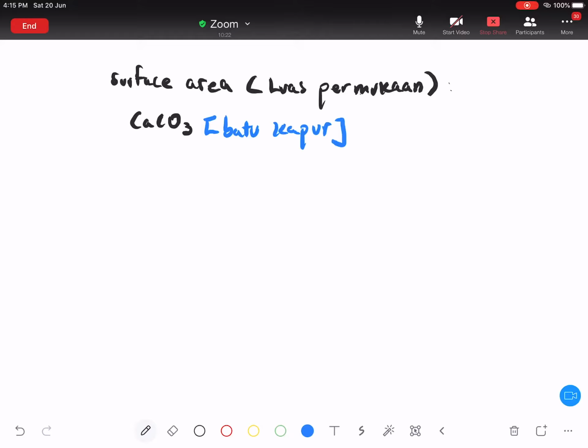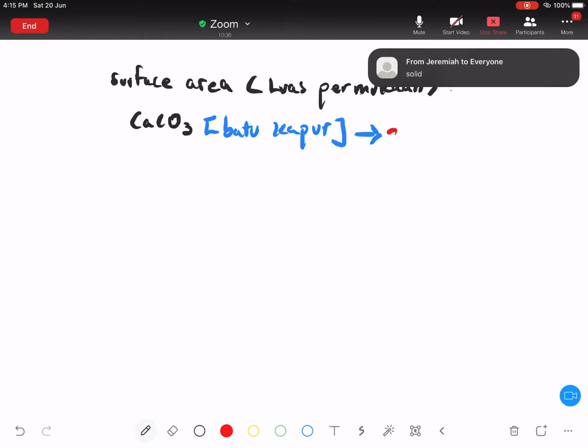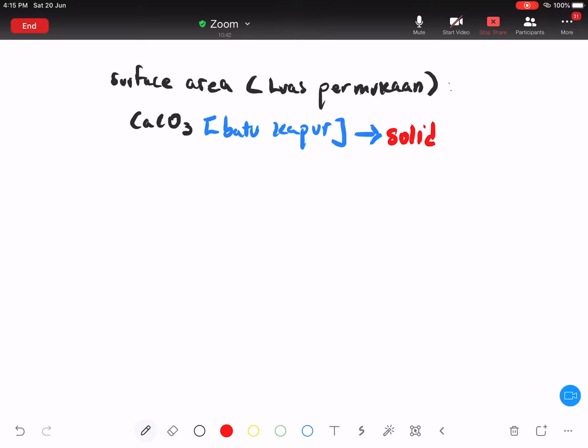Guys, as you can see over here, what form is this limestone in naturally? It is in a solid form. What happens is, you have a limestone, one big cube. Let's say this is your calcium carbonate.